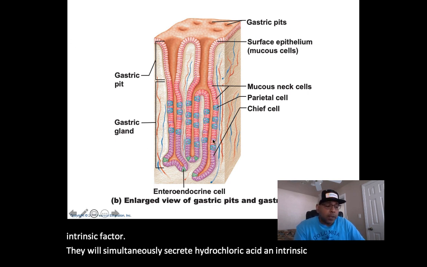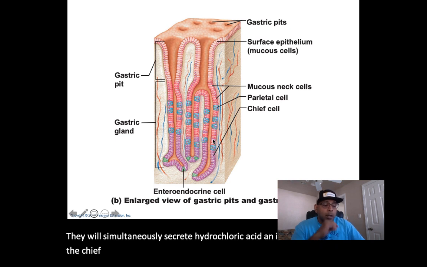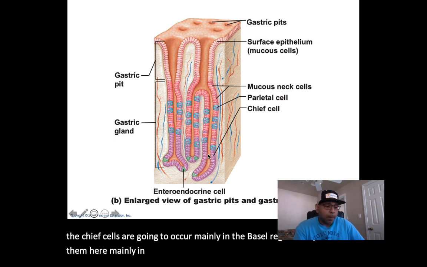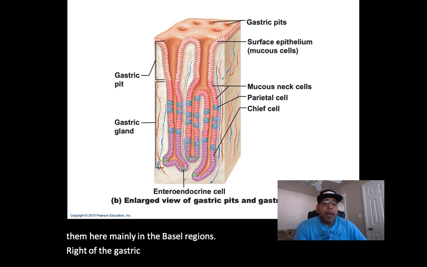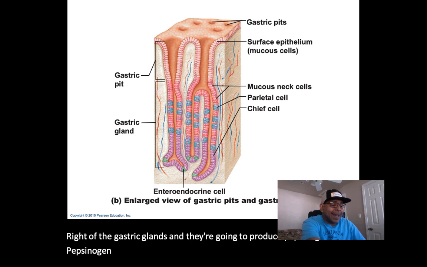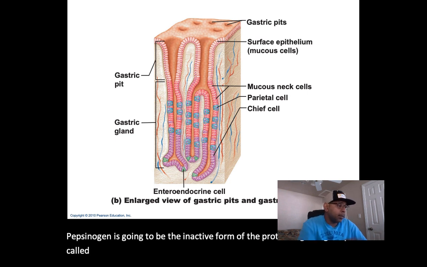Now, the chief cells are going to occur mainly in the basal regions. So you can see them here mainly in the basal regions of the gastric glands, and they're going to produce pepsinogen. Pepsinogen is going to be the inactive form of the protein digesting enzyme called pepsin.